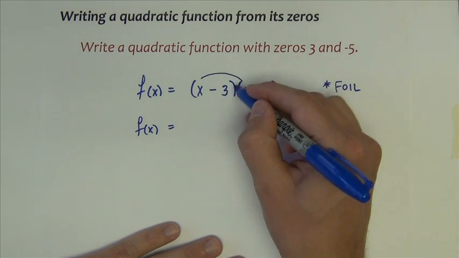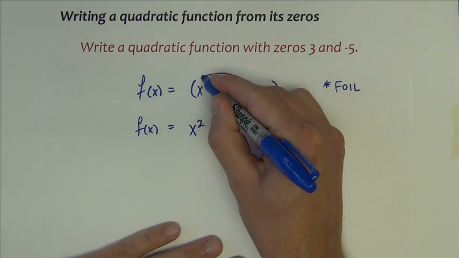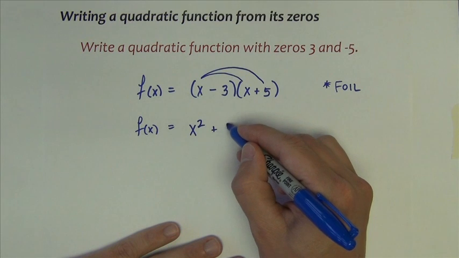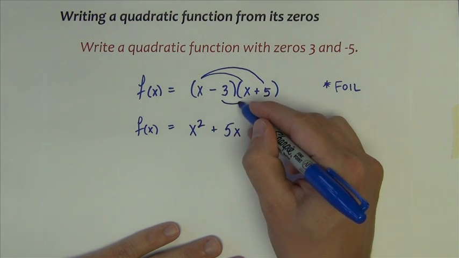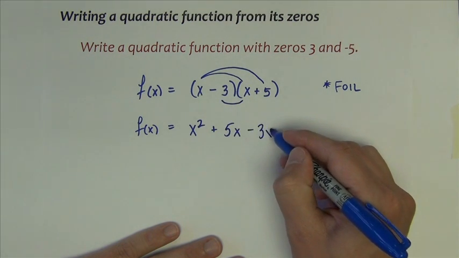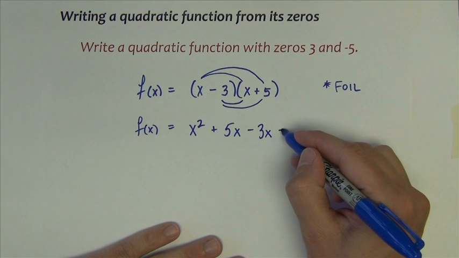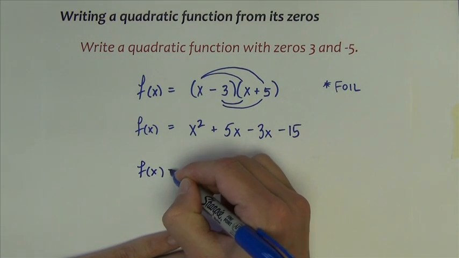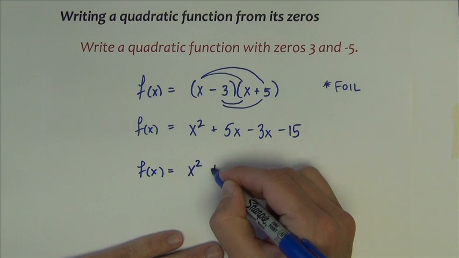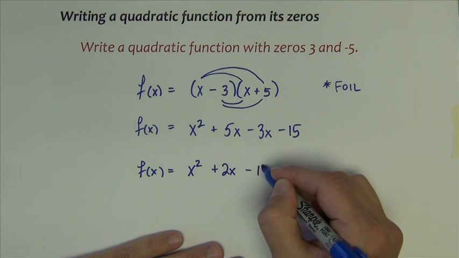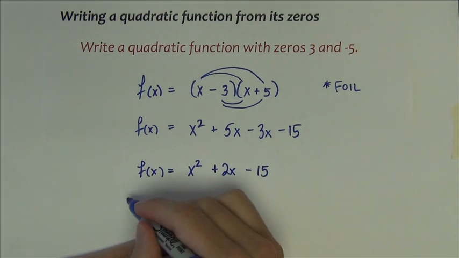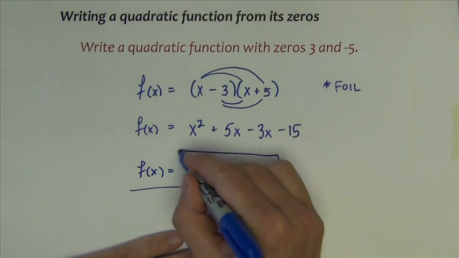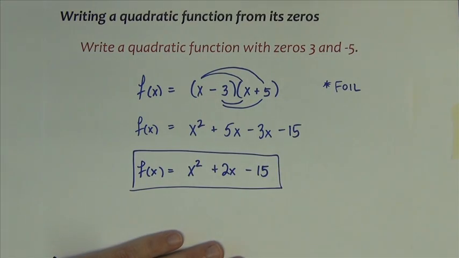So x times x is x squared. X times 5 is 5x. -3 times x is -3x. -3 times 5 is -15. So we get x squared plus 2x minus 15. That's our quadratic function that has these zeros.